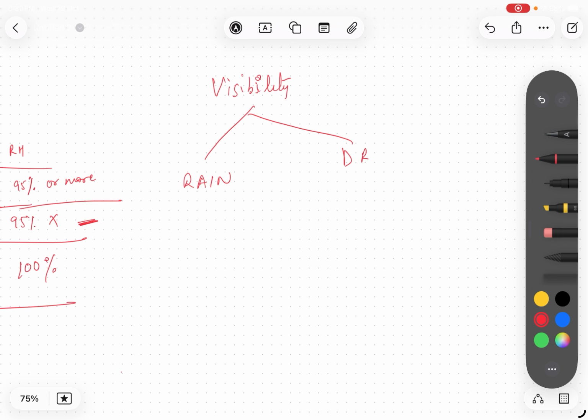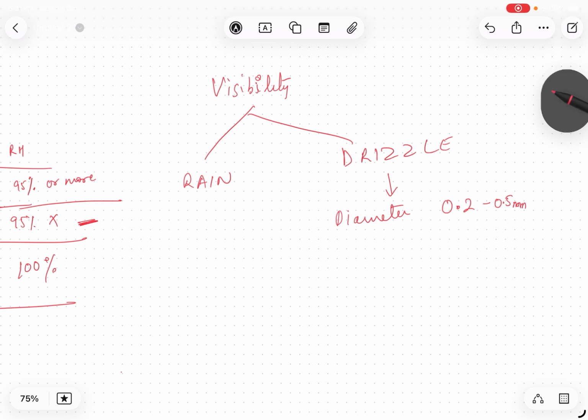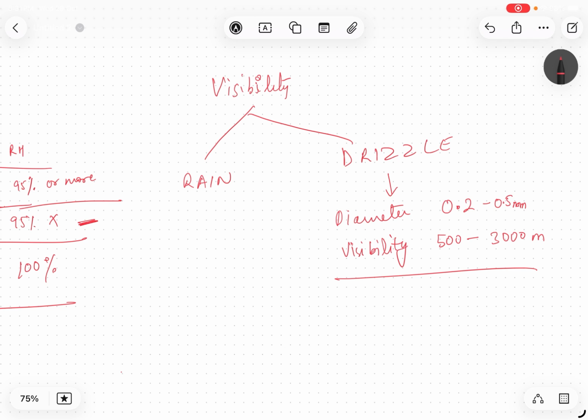There is also something called as drizzle, which is like very little rain. Okay, so drizzle कब होती है? जब आपका रेन जो है उसका जो वाटर ड्रॉपलेट का जो डायामीटर है, it is 0.2 to 0.5 millimeter. Again a question that could come. And the visibility in drizzle is noted to be very poor, so 500 to 3000 meter. It's not a very good visibility, and this is in meters.